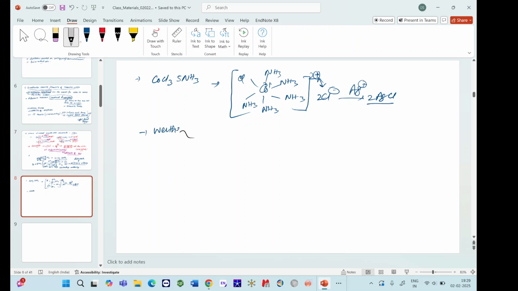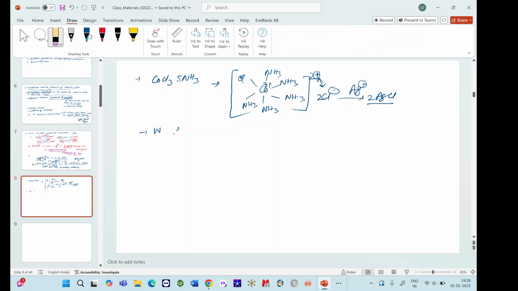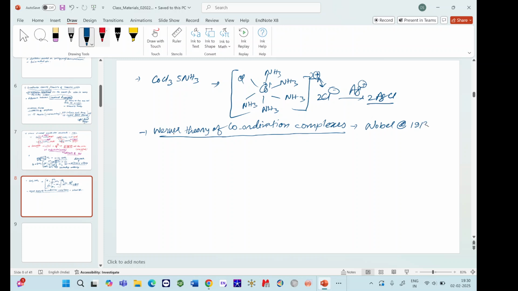Werner's theory of coordination complexes. So at that point of time, this was a very pioneering result. So that is why he got a Nobel Prize in 1913.